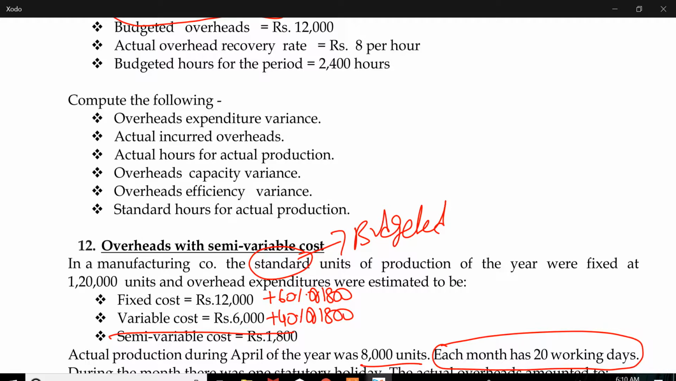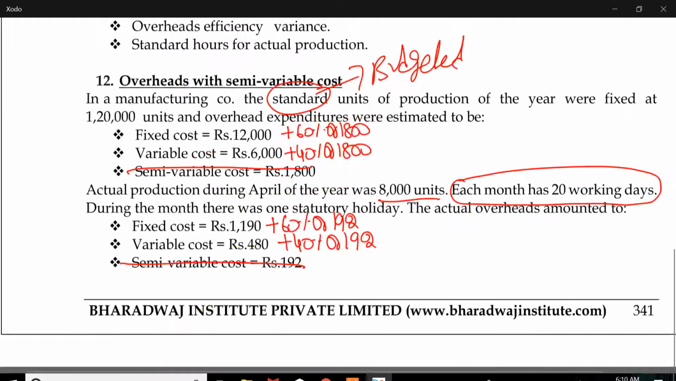Next point, use the variances and get the missing information.